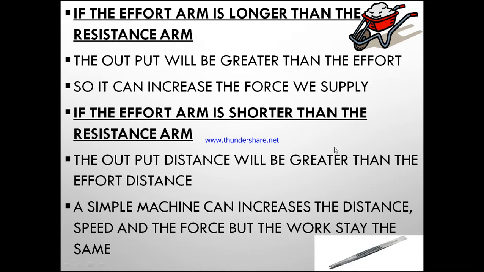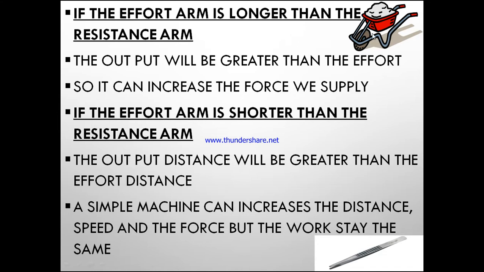If the effort arm is shorter than the resistance arm, the output distance will be greater than the effort distance, like the manual broom. When you make a small movement at the top of the broom, the broom moves a long distance down. A simple machine can increase the distance, speed, or force, but the work stays the same.